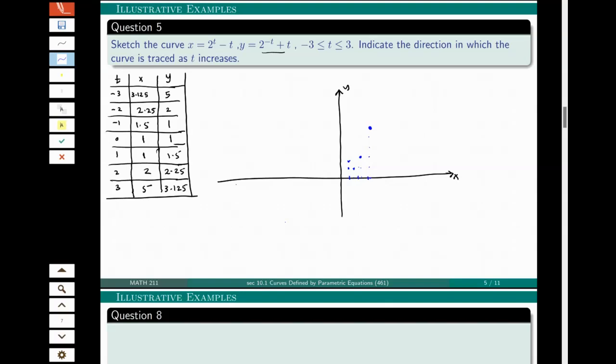This is 2 and 2.5, 2.25. Okay. And then at 3, x is 5. This is 1, 2, 3, 4, 5, and the 3. So the graph will be this way, and it will go that way, and it will go that way. So that's our graph.